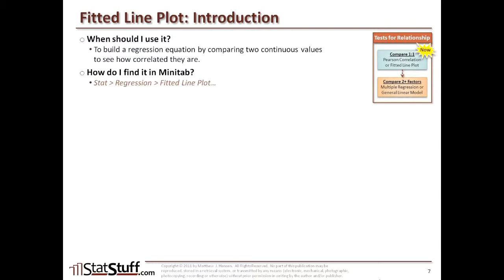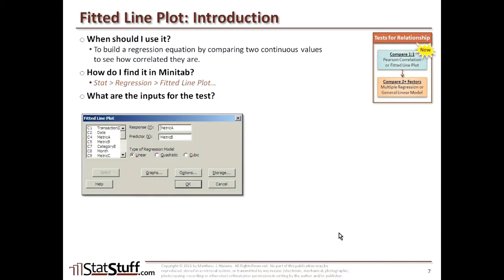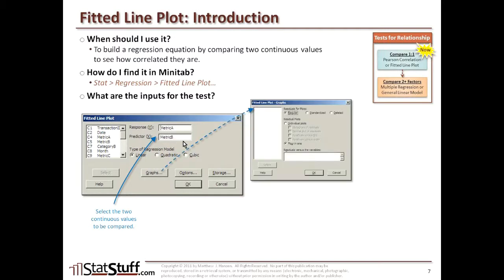You go to Stat, then Regression, and select Fitted Line Plot. Now, what are the inputs for this test? This is the kind of dialog box that we're going to get when we select the fitted line plot. Then we just plug in the two values that we're comparing, the y value and the x value. I would also recommend selecting the Graphs button, and from within here choose the 4 in 1.